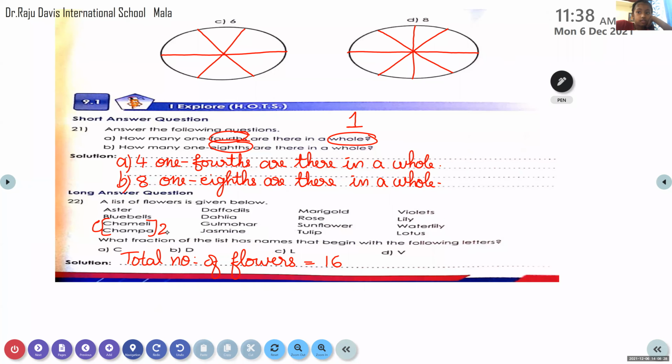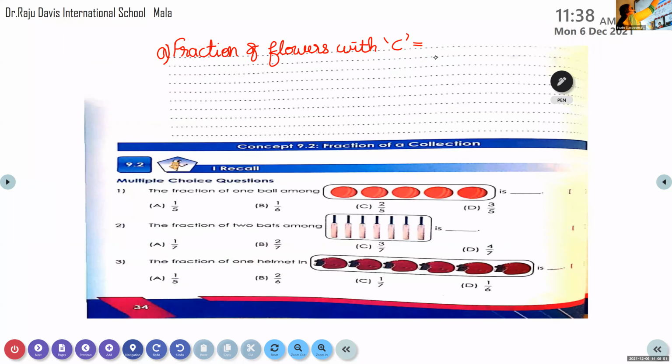2 by 16. Good. Who said? Anna Maria. Good, Anna. 2 by 16. The number of flowers starting with the beginning letter C is 2. The total number of flowers are 16. So 2 by 16. Now next one.